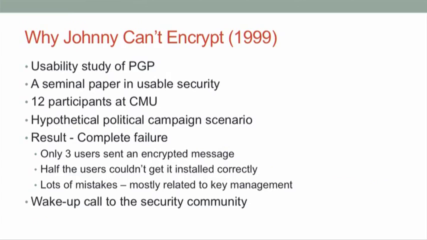So I want to say more about this. The "Why Johnny Can't Encrypt" paper appeared. It's a well-known paper, and many consider it one of the seminal papers in usable security. I want to give you this background. What happened is it was at CMU. They brought in 12 students.